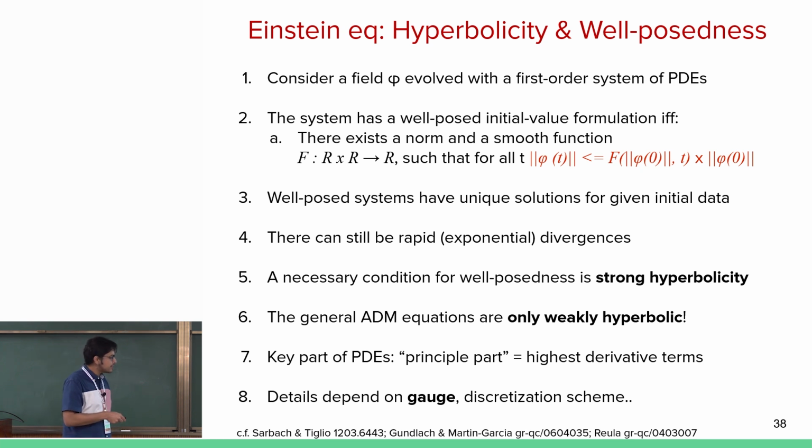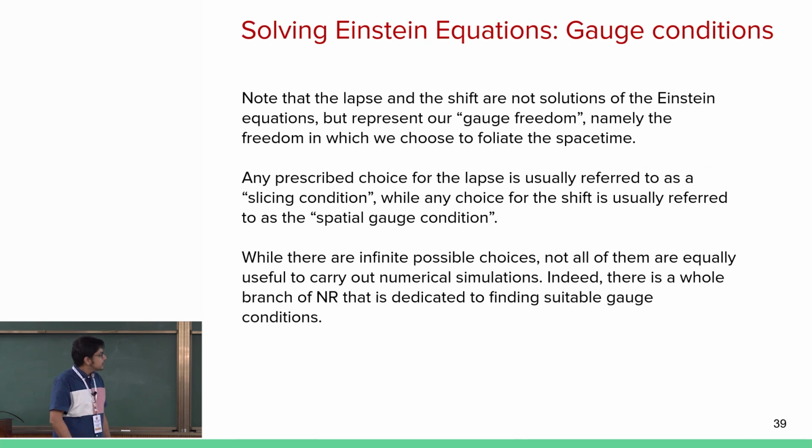And the knobs that we have available to us to change the nature of these equations are the gauge degrees of freedom, which can be understood as the choice of the lapse and shift vectors. Right.